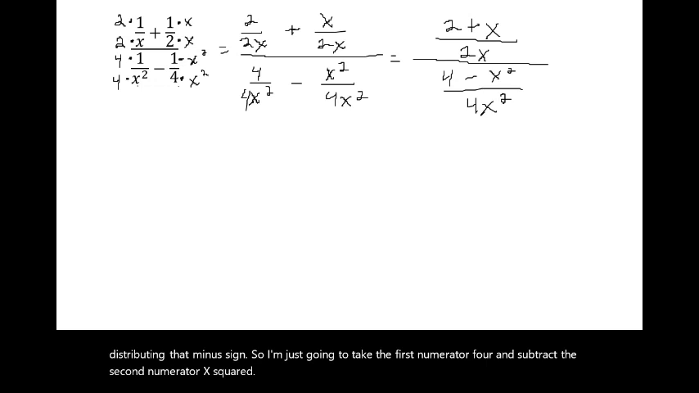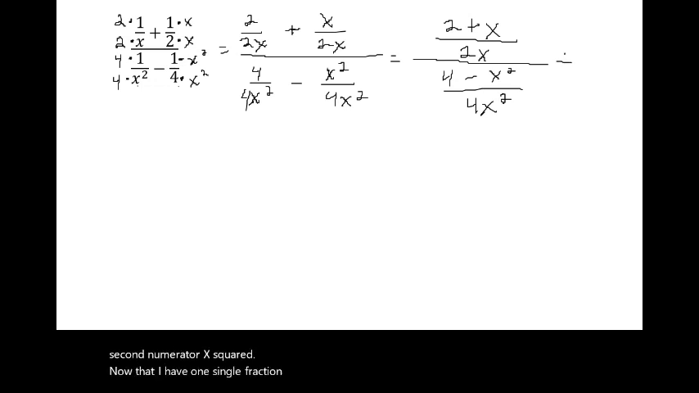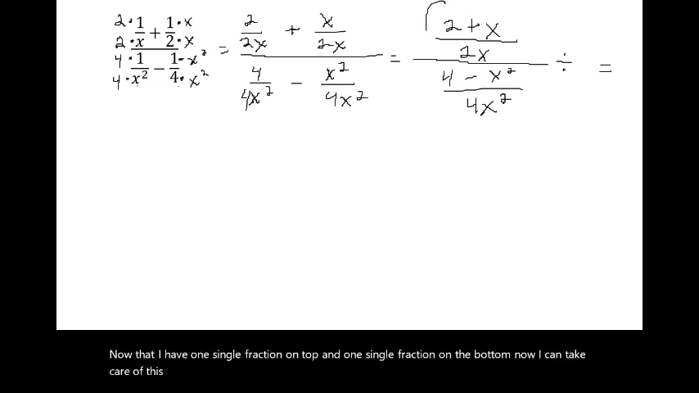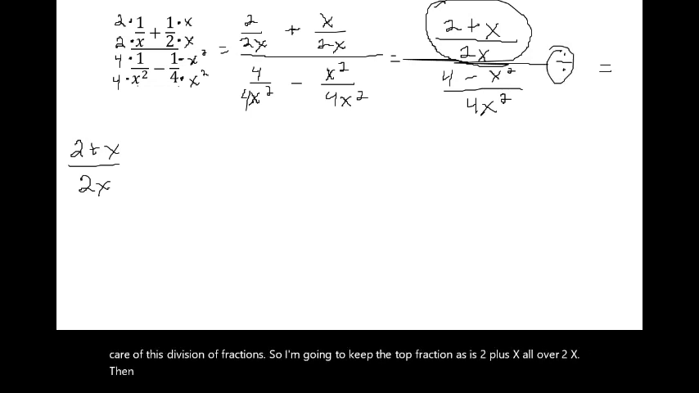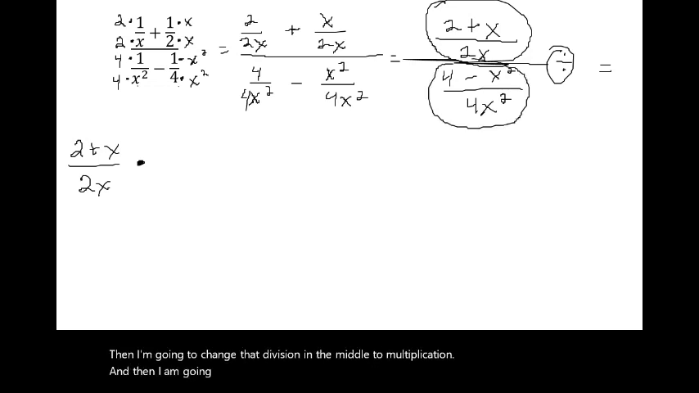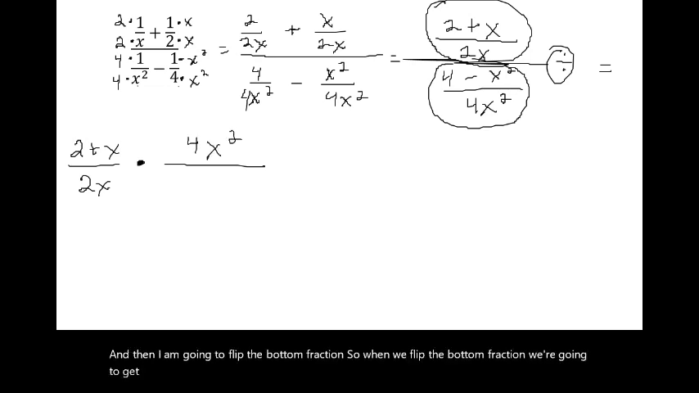Now that I have one single fraction on top and one single fraction on the bottom, now I can take care of this division of fractions. So I'm going to keep the top fraction as is, 2 plus x all over 2x. Then I'm going to change that division in the middle to multiplication. And then I am going to flip the bottom fraction. So when we flip the bottom fraction, we're going to get 4x squared all over 4 minus x squared.